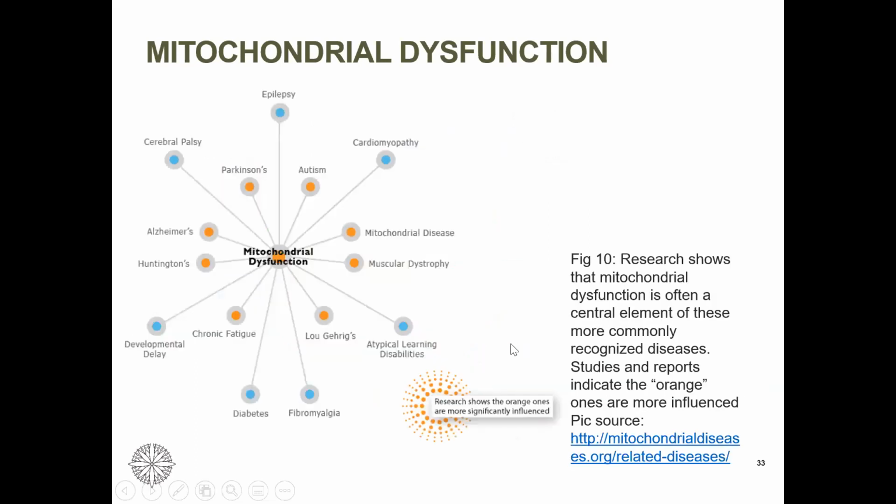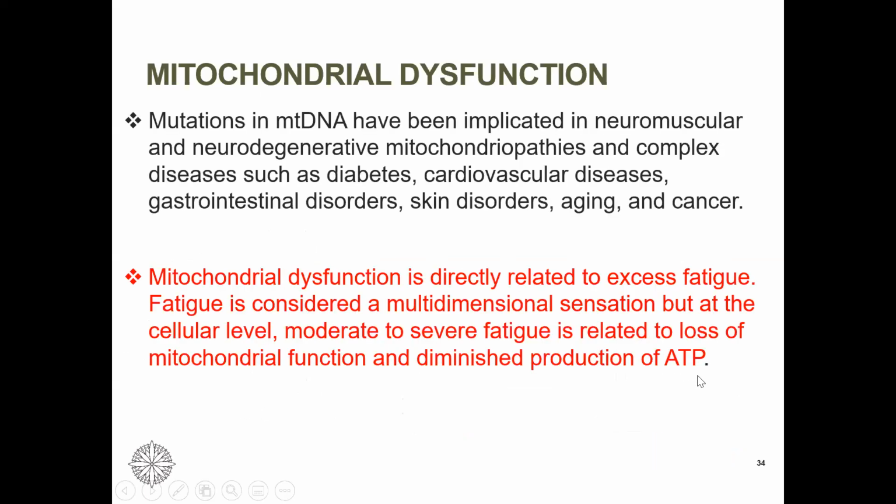I also like this figure. It's actually saying a similar thing, but look at the orange dots. These are the ones that we are now aware are directly linked to mitochondrial dysfunction. Alzheimer's, Parkinson, even autism. Okay. From exam perspective, please remember some of these disease conditions.